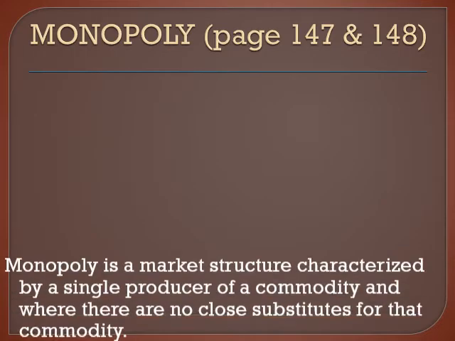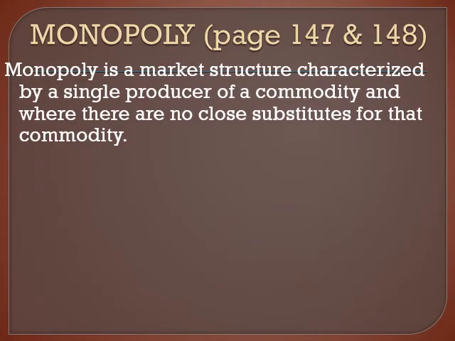Now we are going to talk about monopoly. This you will find on page 147 and 148. So what is monopoly? The word monopoly itself suggests single. Basically, monopoly is a market structure which is characterized by a single producer of a commodity, and there are no close substitutes for that particular commodity.